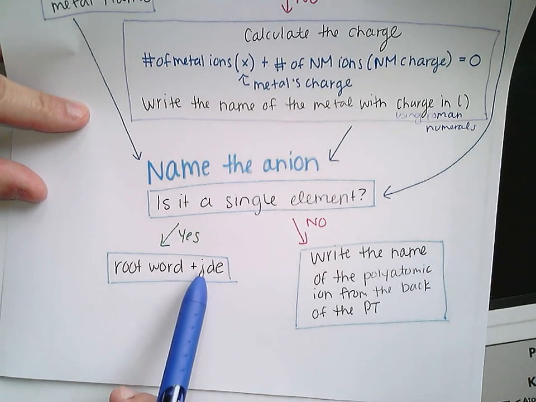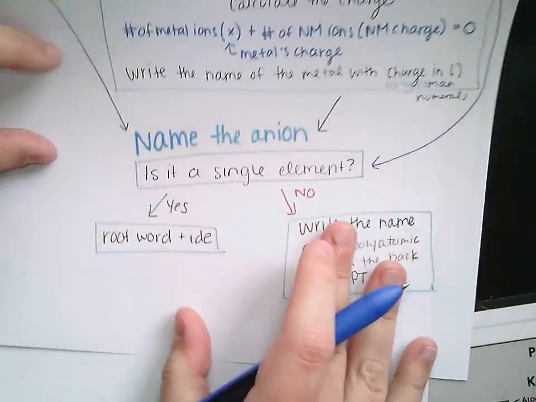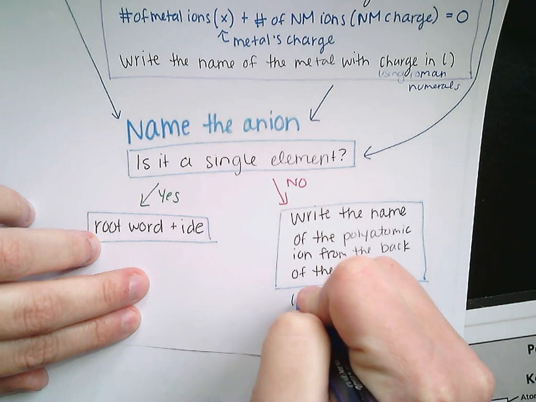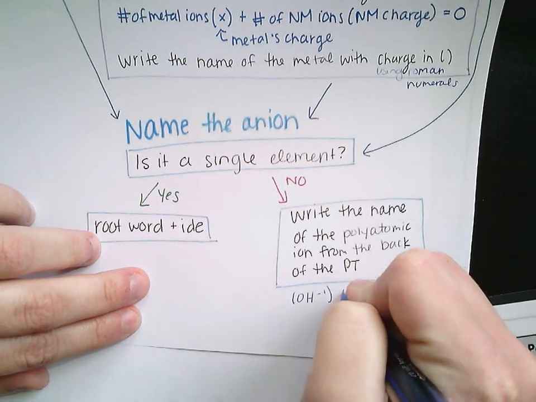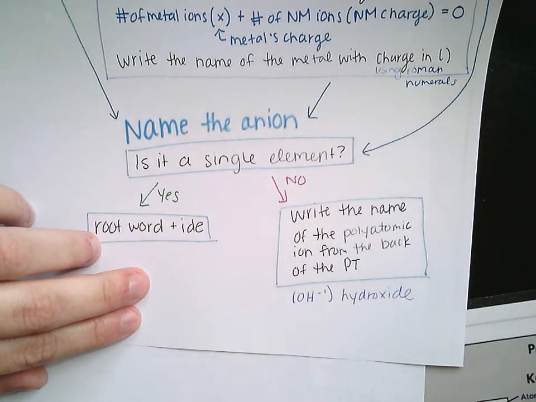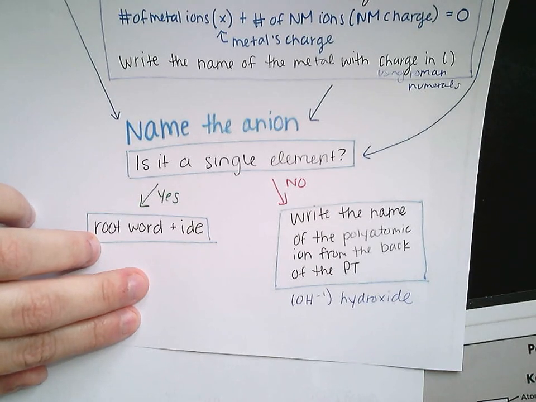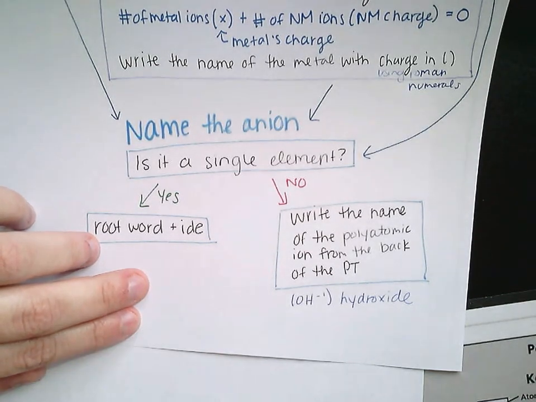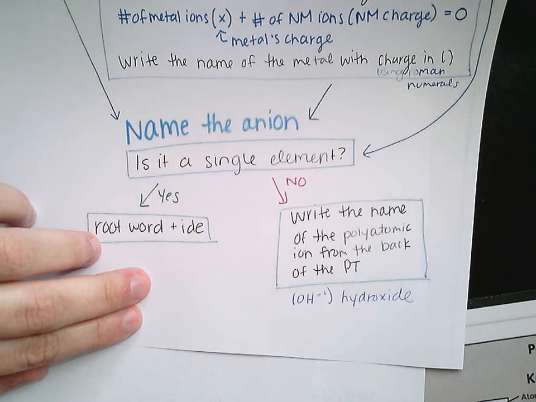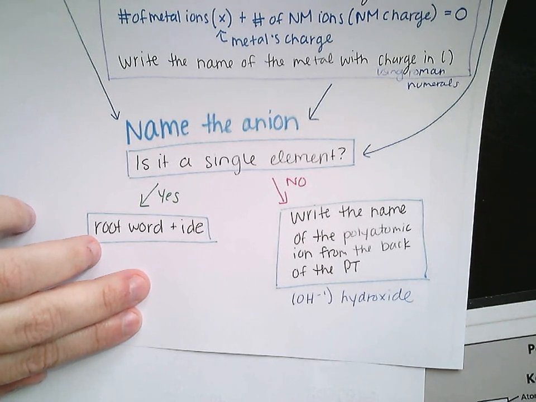Either the root word plus IDE like we just did, or you're going to just write the name of the polyatomic. Remember, the only polyatomic that I'm requiring that you know that's not on the back of your periodic table is hydroxide. So if you want to write yourself a little note, that's the only one that I will give you on a quiz or test that is not on the back of your periodic table. Now, if you're doing some of the posted practice review, you may see some other examples.